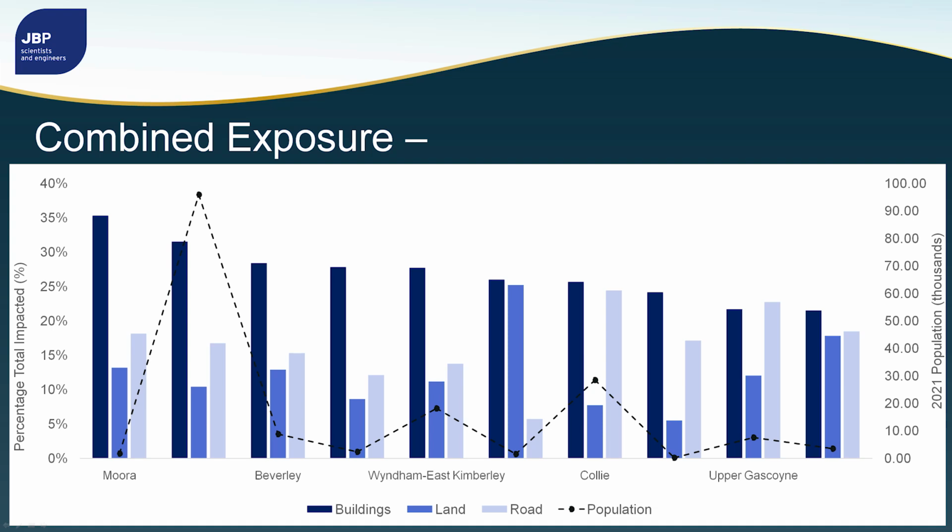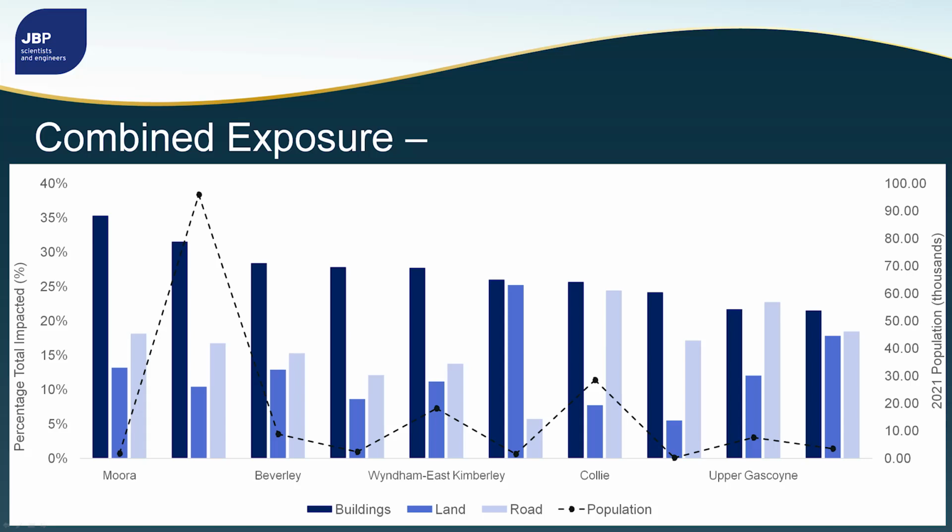So again, we can collate all the data together, and then it's important to break it down to understand kind of where those risks come from. So this is the top 10 at-risk LGAs. So we've got in dark blue buildings, and then we've got kind of lighter blue land, really light blue road, and then on the kind of dashed line is the population. So you can see kind of how that split is.